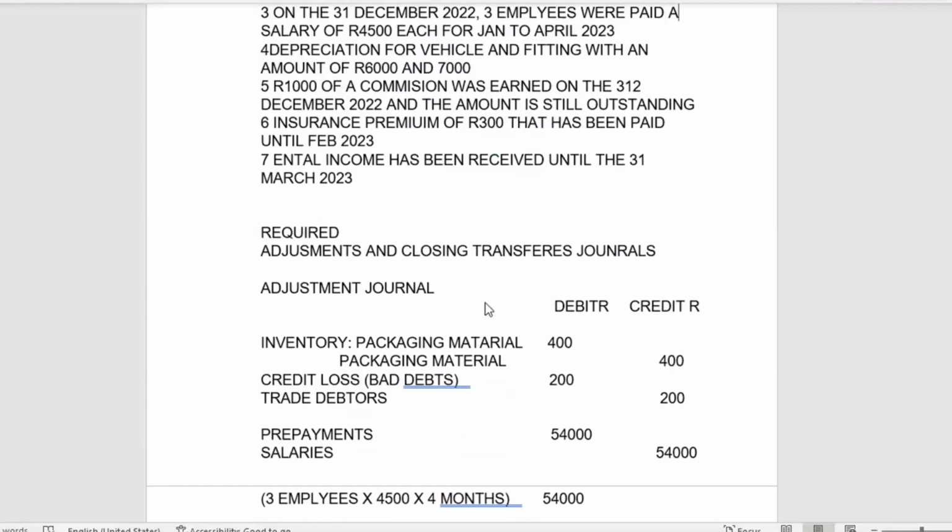Let's move on to 5. 1,000 rand of the commission was earned on the 31st of December 2022, and the amount is still outstanding. What does this transaction tell you? It's an accrued income, right? Okay. Then how are you going to record that?